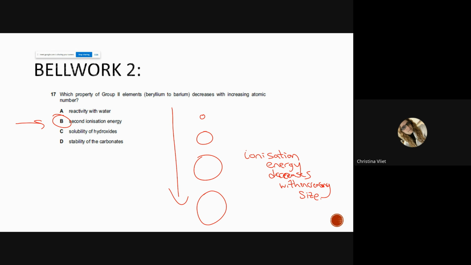And stability of carbonates actually increases. And what that means is that it takes more energy to decompose them. It's another way of saying it takes more energy to decompose. And so the answer here was B, second ionization energy.